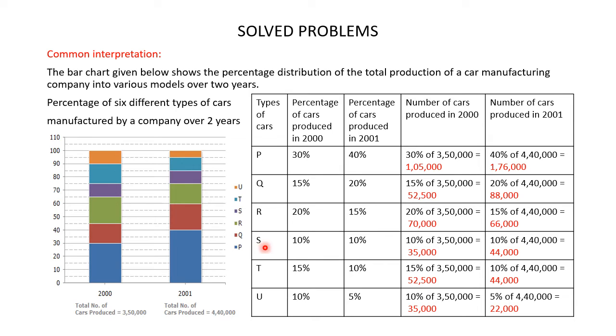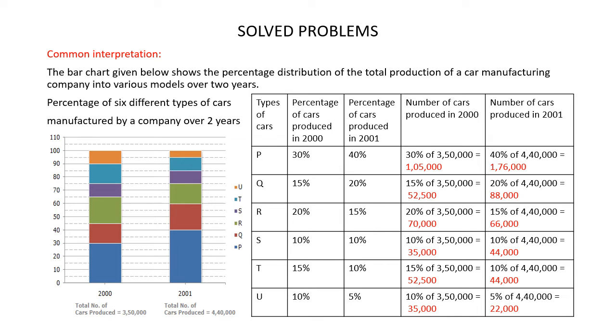S is 10%. So 10% of 3,50,000 is 35,000. So 35,000 S type of cars were produced in the year 2000. T is 15%. So 15% of 3,50,000 is 52,500. This means 52,500 T-type of cars were produced in the year 2000. U is 10%. This means 10% of 3,50,000 is 35,000. So this means that 35,000 U-type cars were produced in the year 2000.